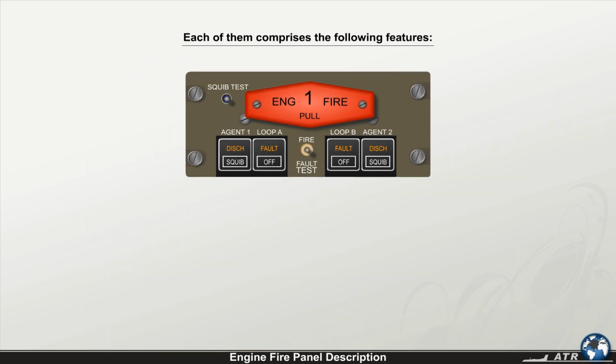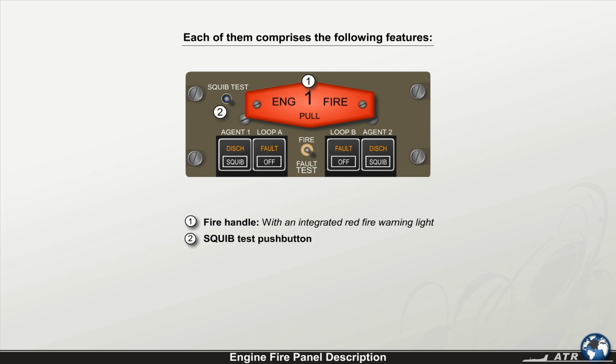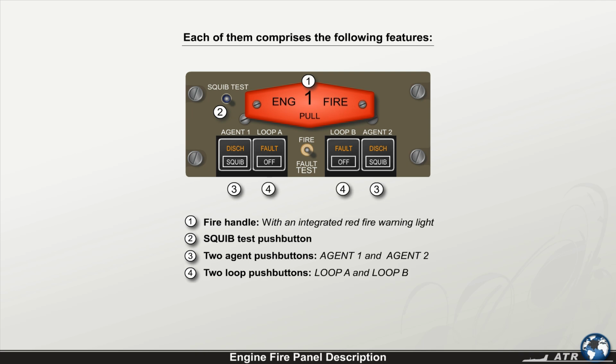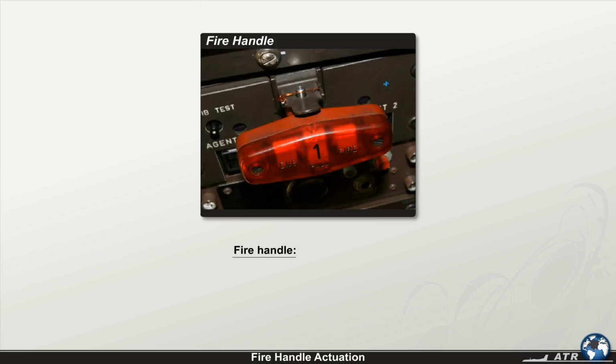Each of them comprises the following features: a fire handle with an integrated red fire warning light, a Squib Test push button, two agent push buttons, Agent 1 and Agent 2, two loop push buttons, Loop A and Loop B, a test switch that is spring-loaded to the neutral position. The fire handle in its normal pushed-in position is locked by a latch and secured by a lock wire.